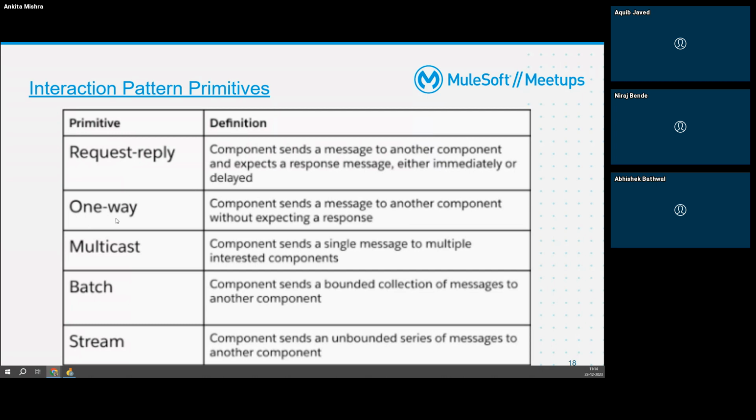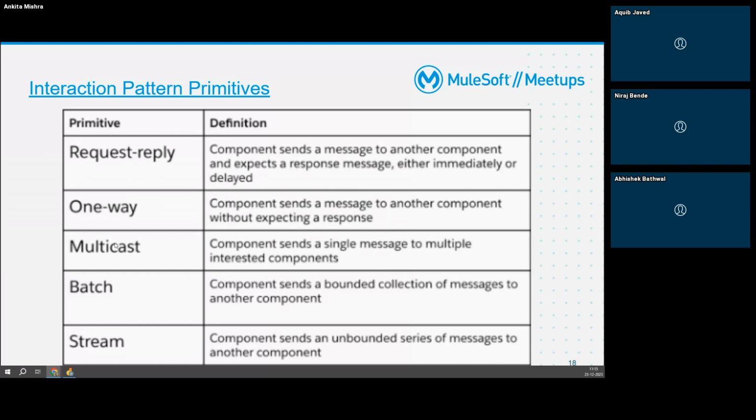Next is one way. One way is also known as fire and forget. You sent your request, now you are not expecting a response. A component will send a message to another component without expecting any response. For example, the promotional emails that you get from different brands. Do they expect any response from you? No, their job is just to send a message to you and then you will get it, right? Okay, 20% discount there and there, but you are not going to respond back. So this is called one way communication, fire and forget.